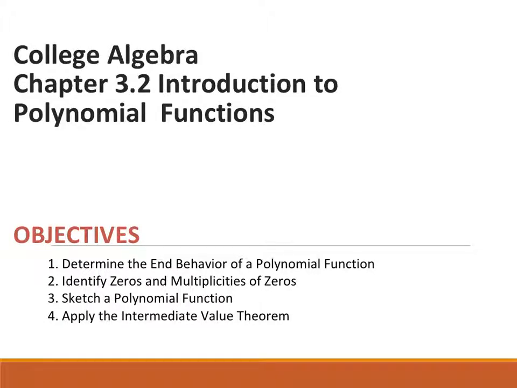This is chapter 3.2. We're going to try to start graphing polynomial functions. So our first objective is to determine the end behavior of a polynomial function. Then to identify zeros and multiplicities of zeros, sketch the polynomial function, and apply the intermediate value theorem.